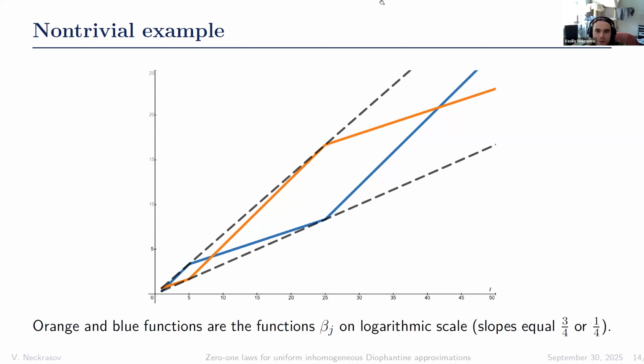So if you are considering the function that's e to the power of these blue and orange functions, you can apply all the theorems that I will talk about in this presentation.